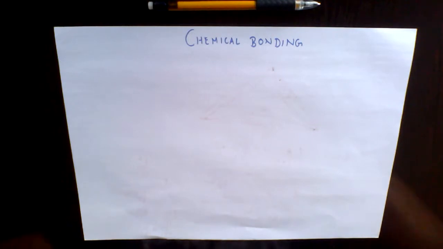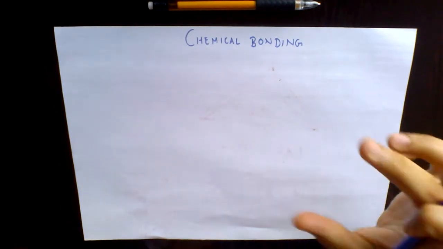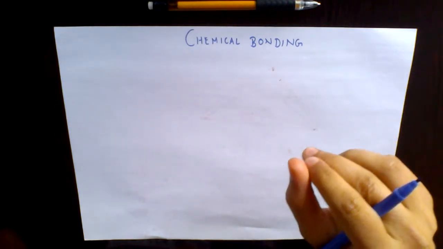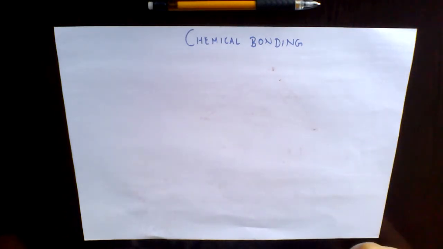In this lecture, I will be teaching you what chemical bonding is and what an ionic bond is. In order to understand chemical bonding, you need to understand valency. So what is valency? Valency is the number of electrons in the outermost shell of an atom.